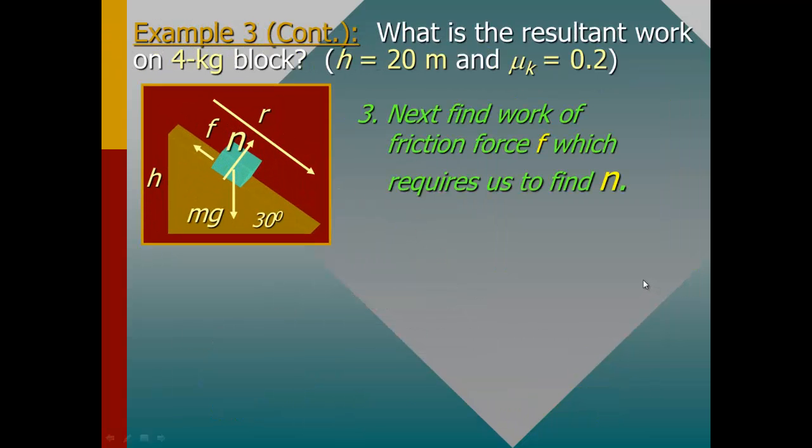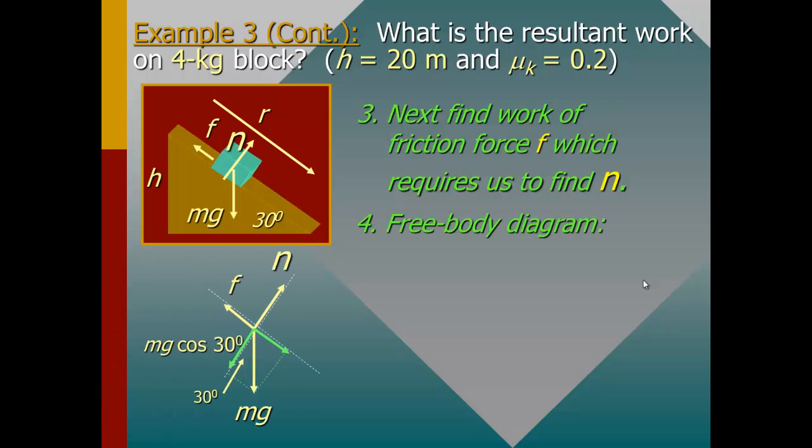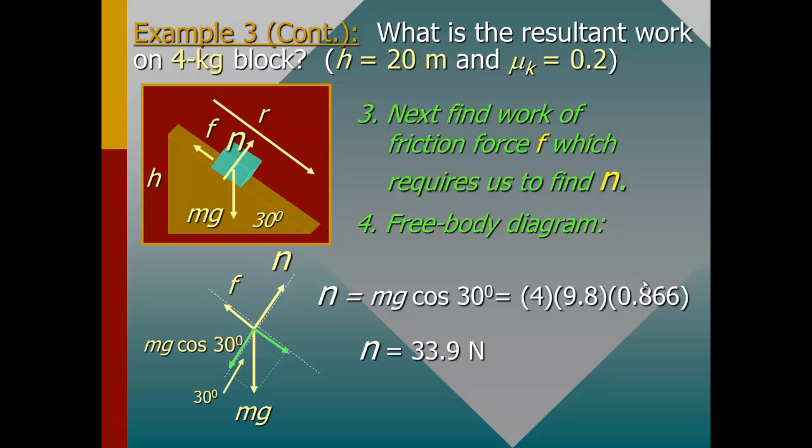So next we find the work of friction force F. So we need to find N first. So there's our free body diagram. And we know that N is equal to mg cosine of theta, which is 30 degrees. And that's what N is, 33.9 newtons. If the force of friction is mu times N, we just multiply that across and it's 6.79 newtons.